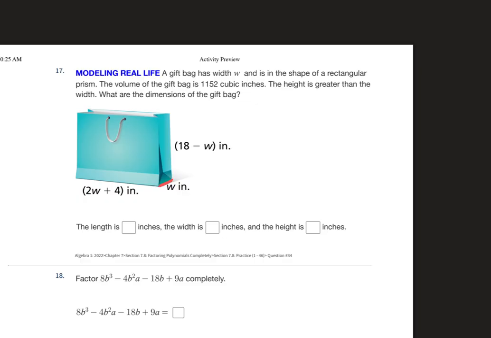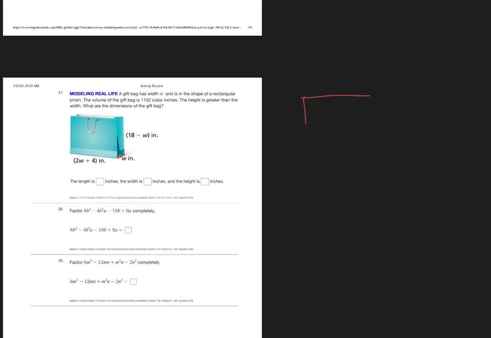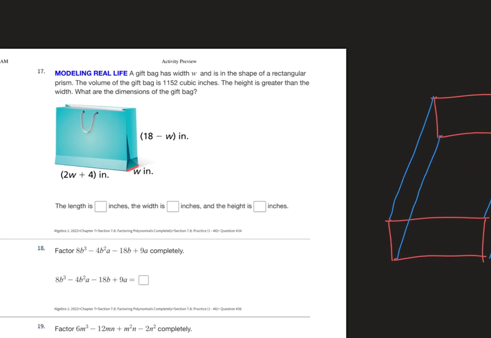A gift bag has a width W, there's the width, and is in the shape of a rectangular prism. If you're not sure what a rectangular prism is, it's a rectangle. And I know that you're thinking, well, duh, they just said that. But hang on, I'm going to show you what I mean. I'm going to duplicate that and drag it in really any direction, doesn't matter. So I'm just going to put it there. Why not? And then you just connect the corners, making it three-dimensional. And so it's just a rectangular box. That's basically what it is. That's a rectangular prism. So if you're thrown off by their terminology, there you go.